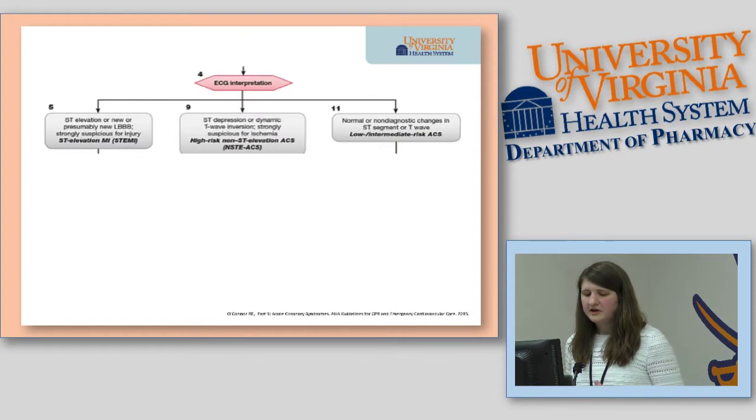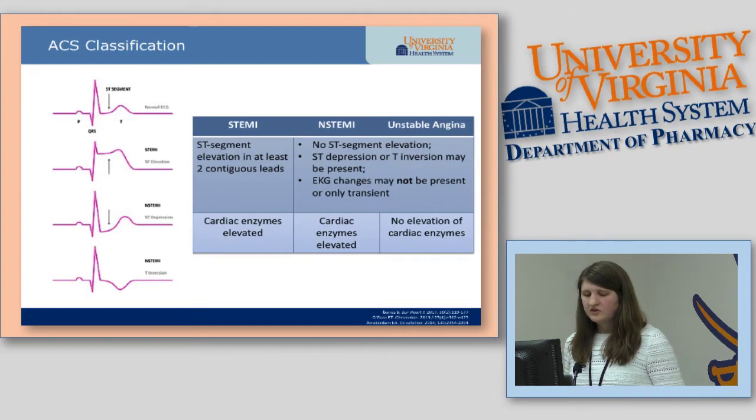Next, we'll talk about how to differentiate between the different types of acute coronary syndromes. So the first step is to look at an EKG. In a normal EKG, you have a P wave, QRS, and a T wave. What we look at when differentiating between different types of MI is the ST segment, so the area between the end of the QRS complex and the T.